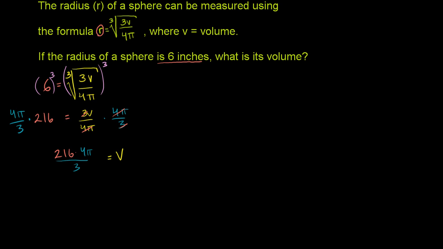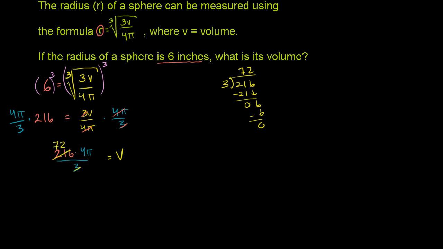So let's see what it is. 3 goes into 216. 3 goes into 21 7 times. 7 times 3 is 21. Bring down the 6. You have no remainder, so bring down the 6. 3 goes into 6 2 times. 2 times 3 is 6. No remainder, so it's 72. So 216 divided by 3 is 72.